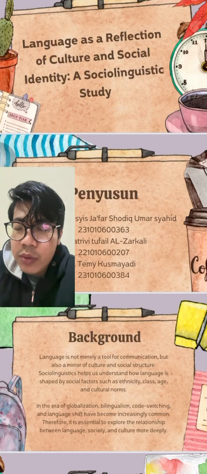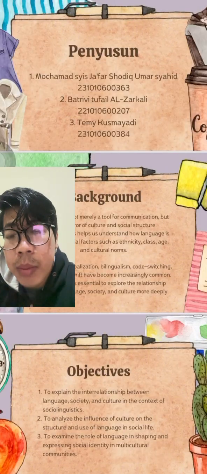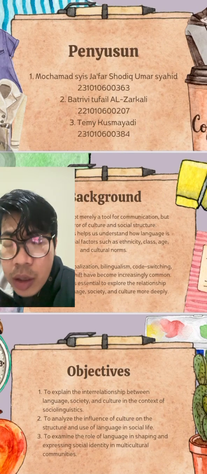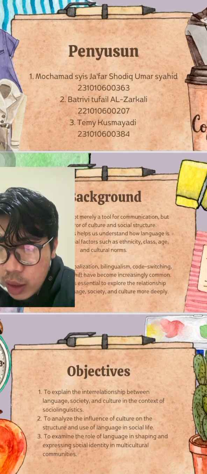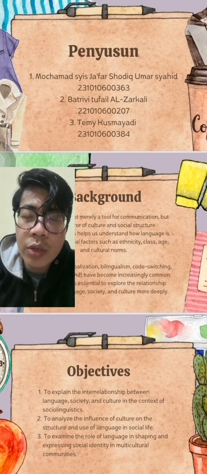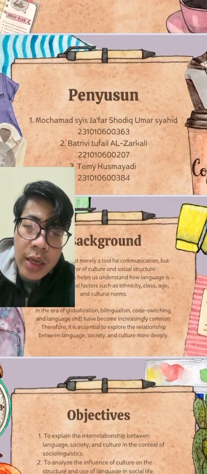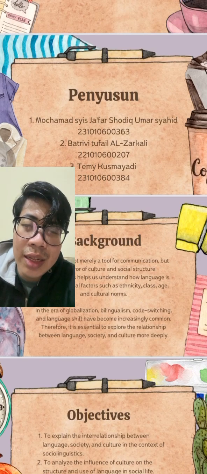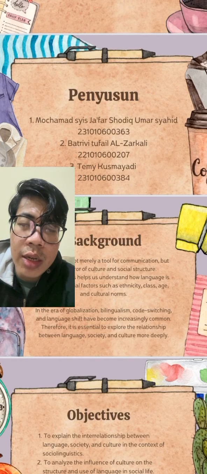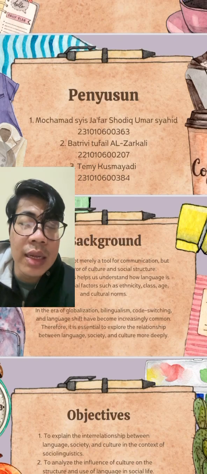And if you are wondering, what is this for? Why are we doing this? I will give you one example. It's to explain the relationship between language, society, and culture in the context of sociolinguistics, and to analyze the influence of culture on the structure and use of language in social life. Yes, that's correct. Around the world, we have different cultures, different languages, accents, and dialects. We are trying to know that we are different, so at least we understand that they exist. They have been built over centuries.